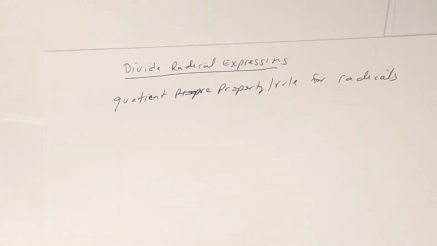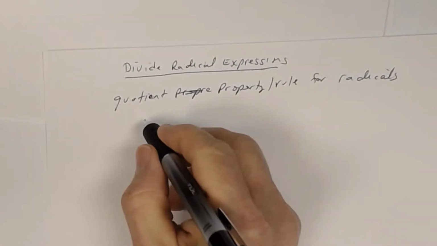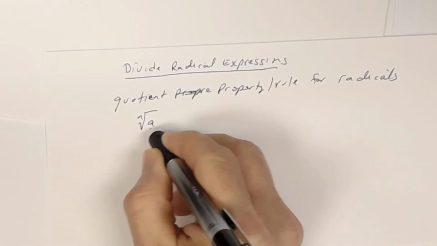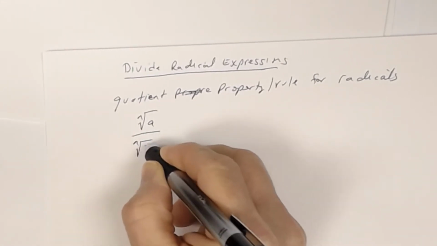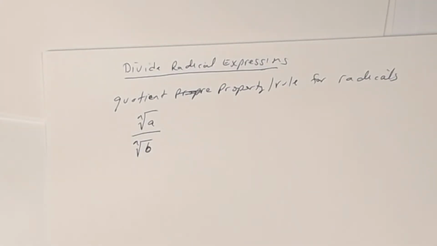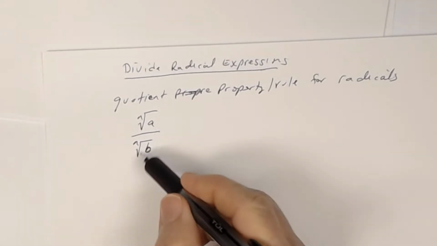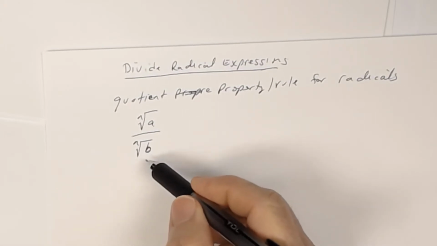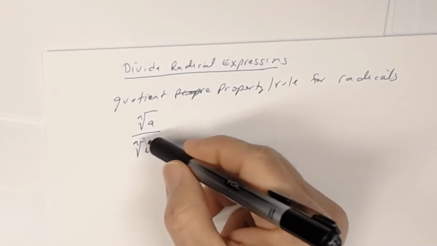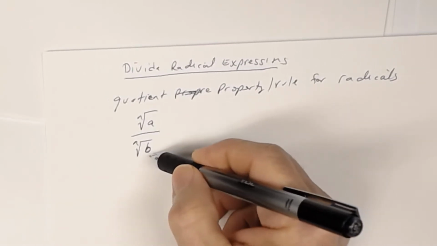So the quotient rule for radicals says this: if you have the nth root of a divided by the nth root of b. Okay, so the nth root of a divided by the nth root of b. Now we're assuming that b is not zero. All right, so we're going to assume that b is not zero, because remember, you cannot divide by zero, so that makes them undefined.